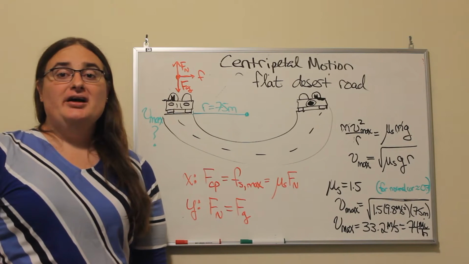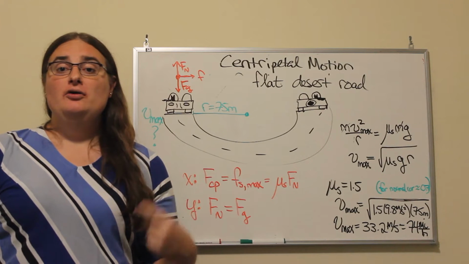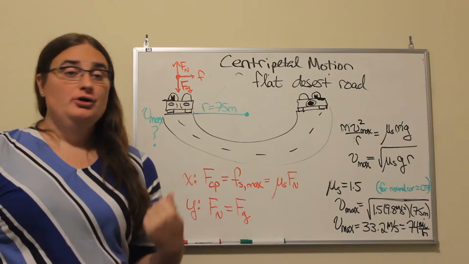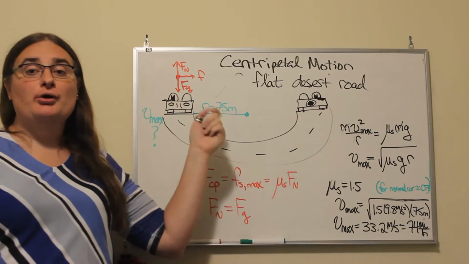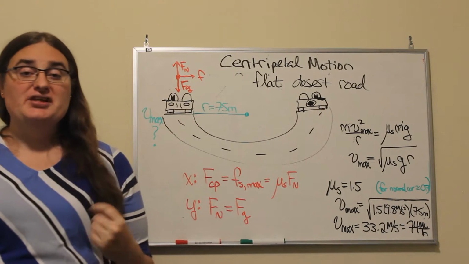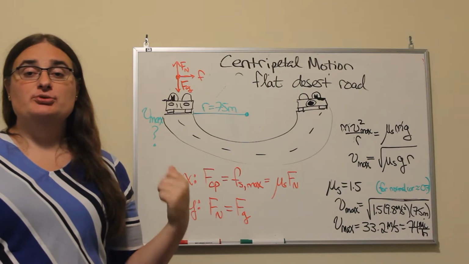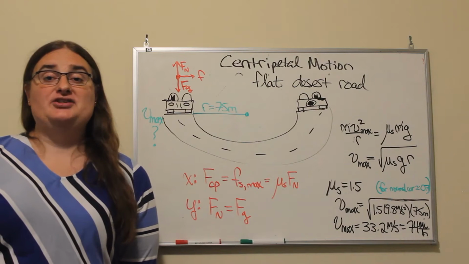Hi, I'd like to talk about an example of applying Newton's second law for an object that is traveling in a circle. So, say you're driving a car along a flat desert road that makes a 180-degree turn with a radius of 75 meters. And you want to figure out the maximum possible speed that you could negotiate that turn.